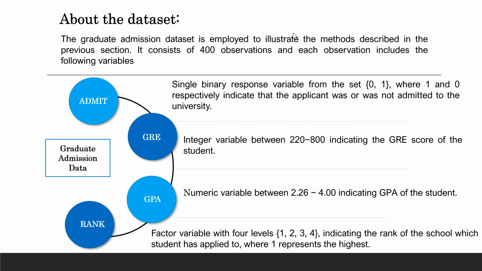And here we want to talk about the dataset that we have used. So we picked the graduate admission dataset to illustrate the methods described in the previous section. It consists of 400 observations, and each observation includes the following variables. We have admit, which is a single binary response variable from the set 0 to 1, where 1 and 0 respectively indicate that the applicant was or was not admitted to the university. We have GRE, which is an integer variable between 220 to 800, indicating the GRE score of the student. We have GPA as a numeric variable between 2.26 to 4, indicating the GPA of the student. And finally, rank, which is a factor variable with 4 levels, 1 to 4, indicating the rank of the school which a student has applied to, where 1 represents the highest rank.